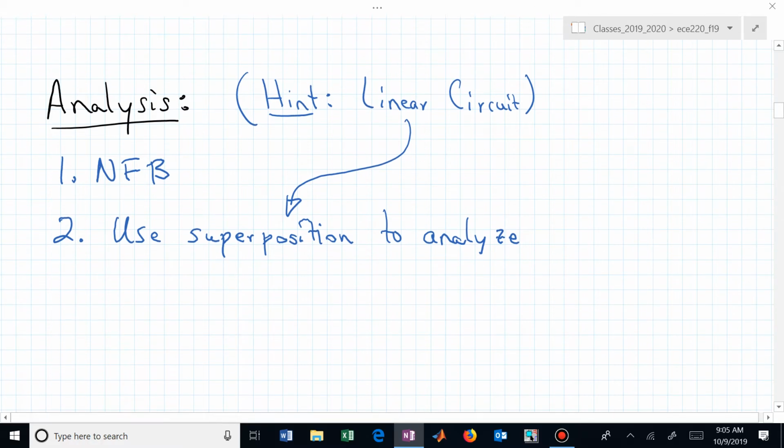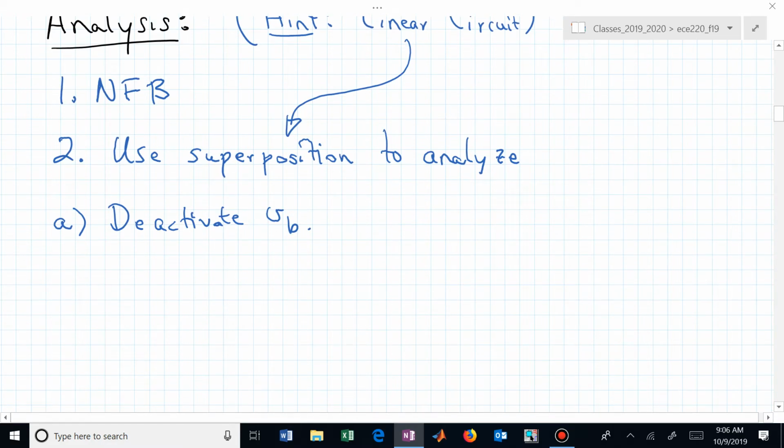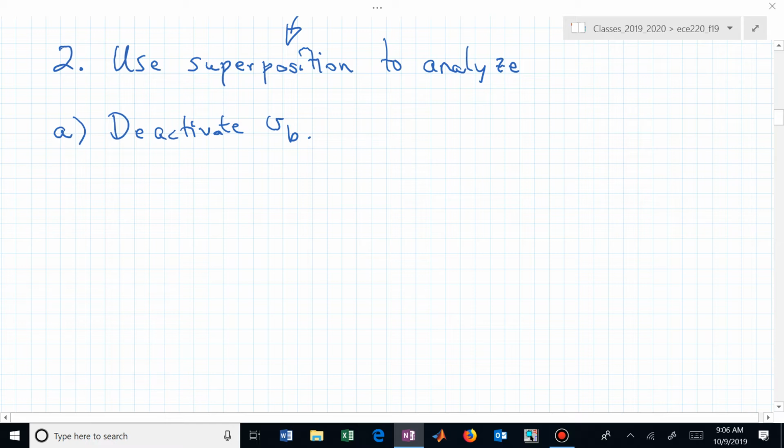If that's the case, let's say we're now going to look at 2 different parts. Part A, let's keep source A active, which means let's deactivate source B. If we deactivate V sub B, what would the circuit now look like?